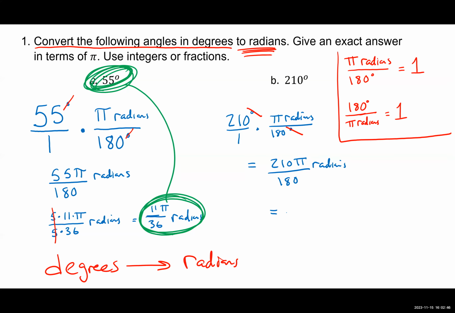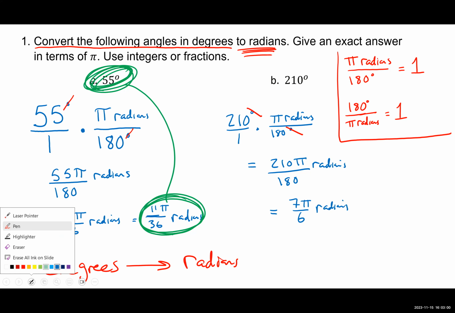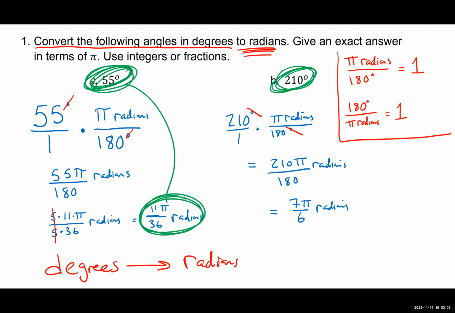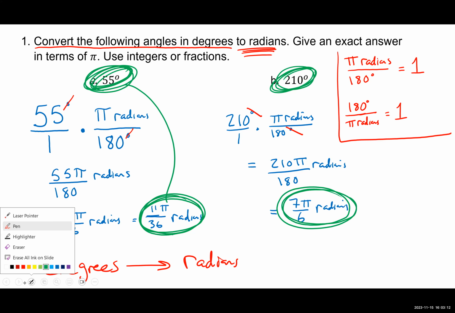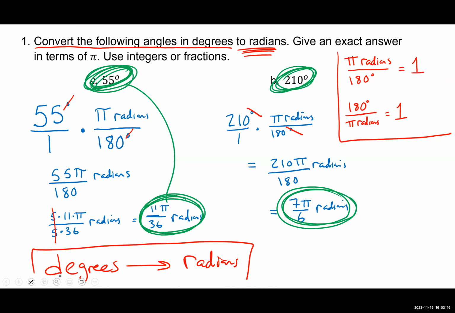210 is 7 times 30. 180 is 6 times 30. So this reduces to 7 pi over 6 radians. Again, 210 degrees, 7 pi over 6 radians. So in this problem, we went from degrees. We start with degrees, change it to radians.